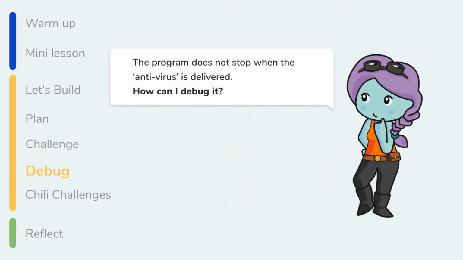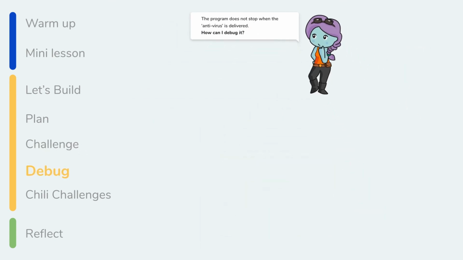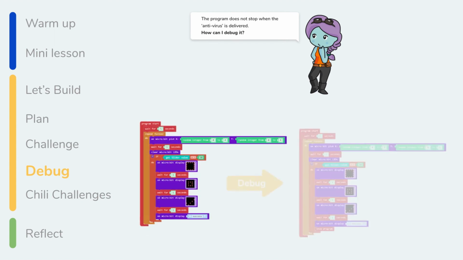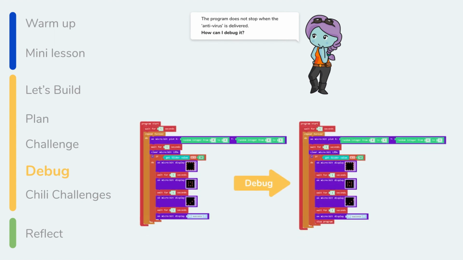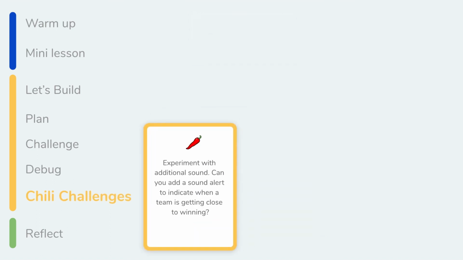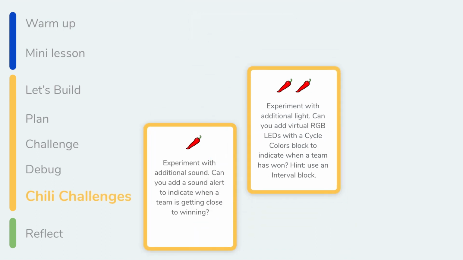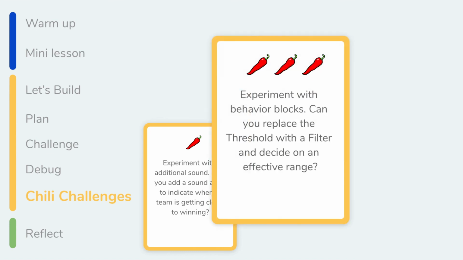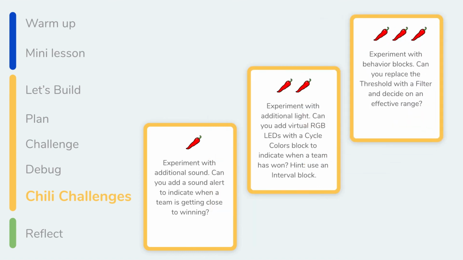Next up is a debug, which gives students a chance to test their program and find and fix any errors that have appeared. These errors are either deliberately placed in to aid debugging skills or may be discovered following students' own testing. Once students have successfully debugged their program, they're offered a menu of open-ended chili challenges to develop or enhance their program. The number of chilies determines the complexity of the challenge.